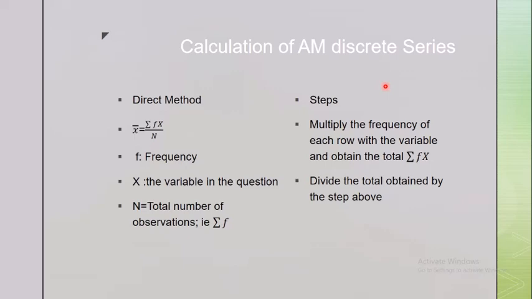Now we will calculate the arithmetic mean in a discrete series, or a discrete scenario, that is when you are provided with frequency. Here again we are going for the direct method. So x bar is equal to summation f into x divided by n, where f is the frequency, x is the variable given in the question, and n is the total number of observations. Capital N can also be written as summation f, which is the sum of frequencies. The steps you have to follow are: multiply each variable with its corresponding f, find the sum, and then divide it by the capital N. These steps will be clearer when we do an example.